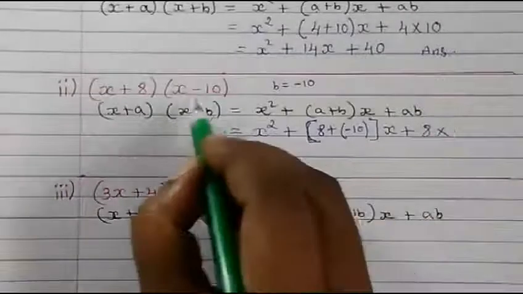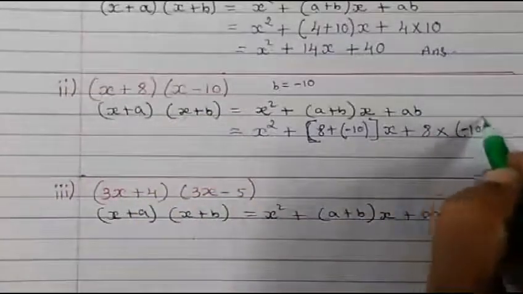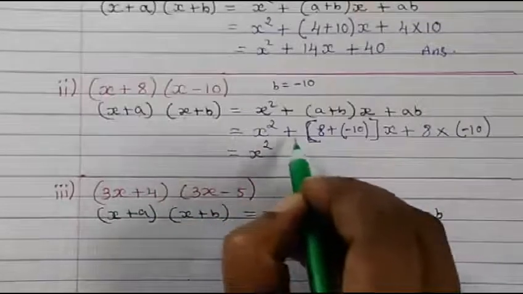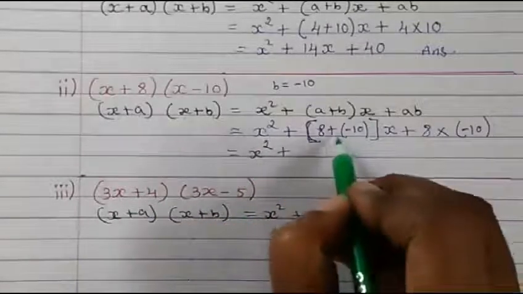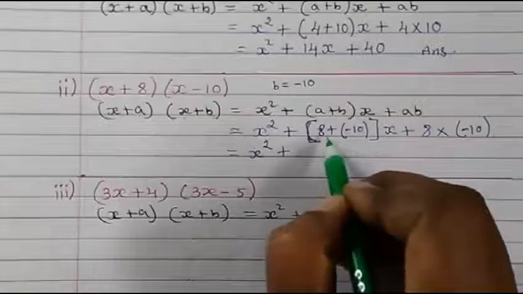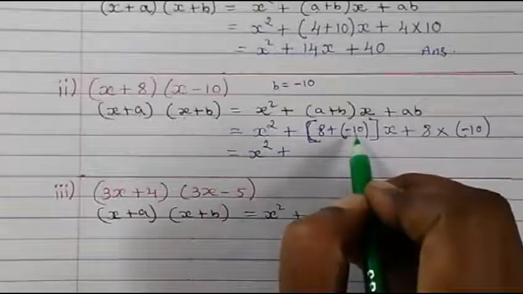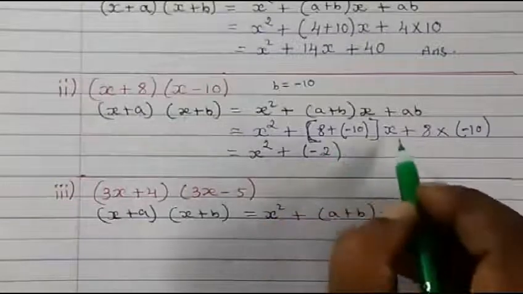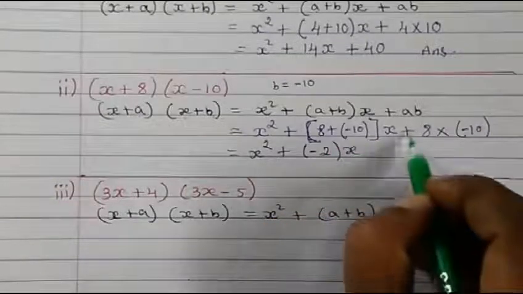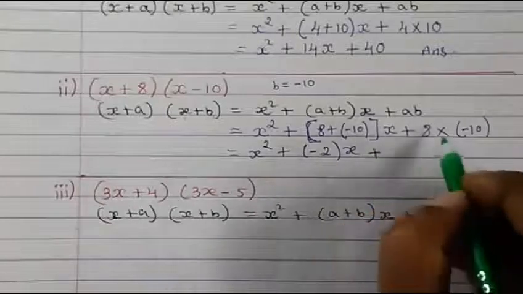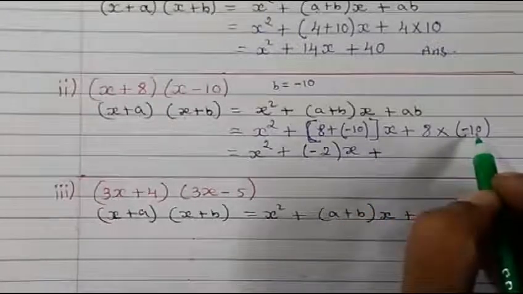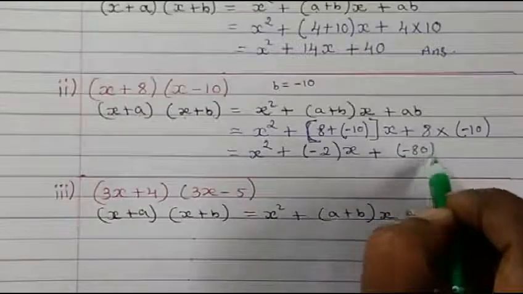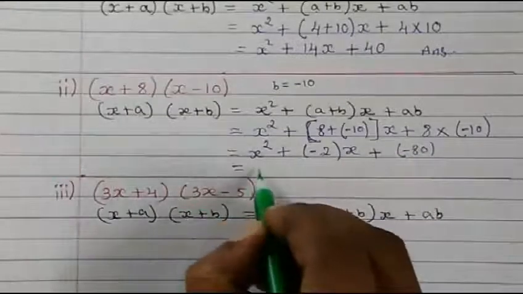Now a is 8 and b is minus 10. So x square, then plus, here you will have minus 10 and plus 8. That means we will get minus 2. Then x is there as it is. Then plus 8 into minus 10, when we multiply we will get minus 80.